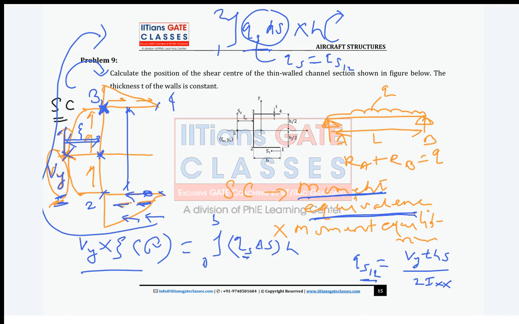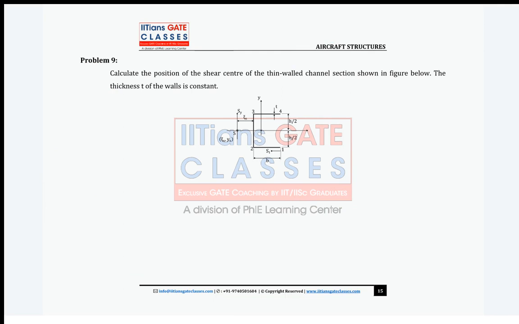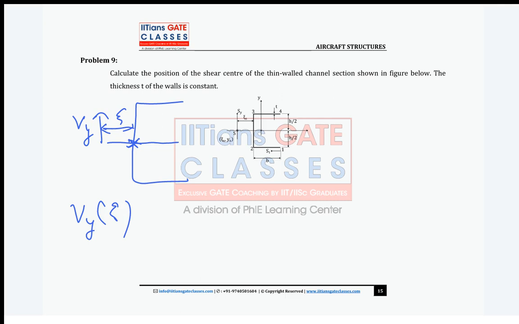Now guys, suppose instead of point 3, you take moment about this point. If you take moment equivalence about this point of the same force, what you have to do is this: Vy into zeta, right? This distance is zeta. Now this shear flow as well as this shear flow both will create moment, right? But we can use the symmetry condition.